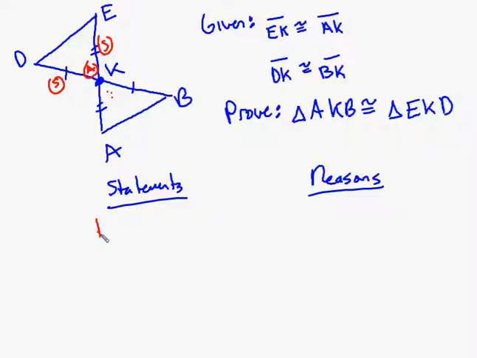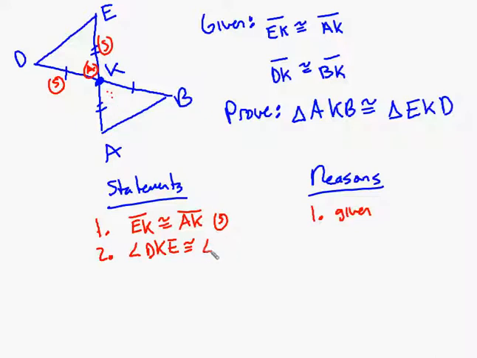So statement 1 is going to be our givens. EK is congruent to AK. Now, you do not have to do what I'm about to do. You could give all your givens right away. But I'm going to give 1, there's my side. Statement 2, I'm going to say angle, which angle is this? DKE is congruent to what other angle? AKB. Well, I want BKA. Just be precise with my angle naming.